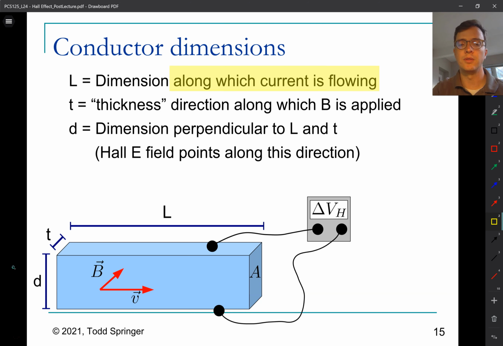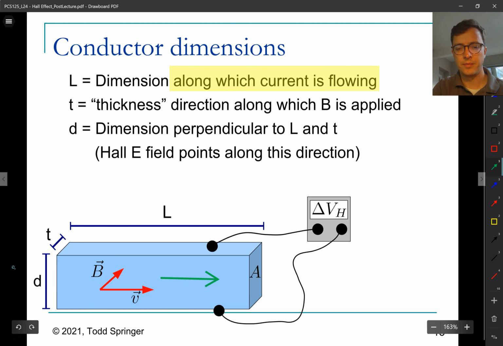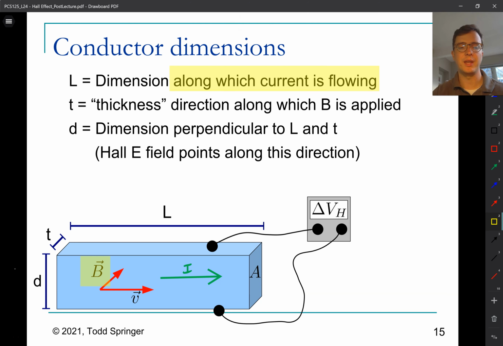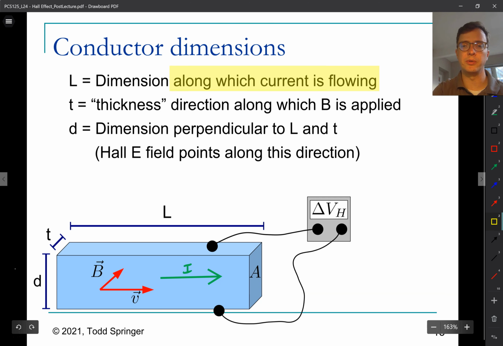But in this case, the current is flowing this way. So that means my length is that long direction. I'm going to call T the thickness, the direction along which the magnetic field is applied. So T is this direction. And then I'm calling D the other one. That's the one where the Hall electric field is being measured, or the Hall voltage. So make sure you understand L, T, and D: length, thickness, and D. The current goes along the length, the magnetic field goes along the thickness, and the other one, D, is the direction along which the electric field points. So we're going to use these variables going forward.